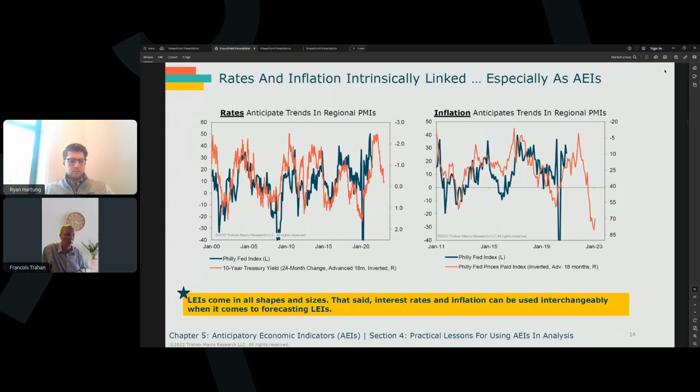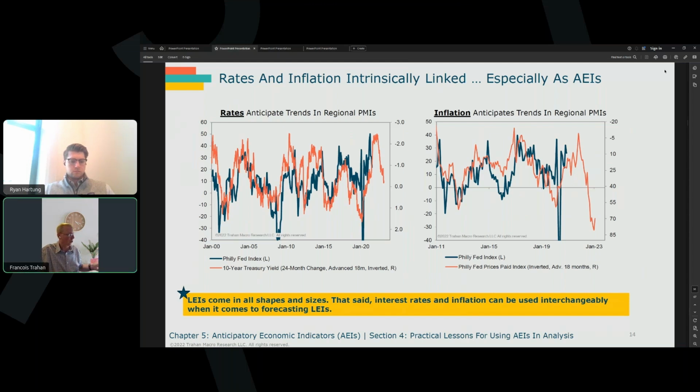So this is pretty cool because what we're doing here is we're using the prices paid series from the Philly Fed survey. We're inverting it, advancing it 18 months, and you see how it gives us a heads up on where the Philly Fed is going. So again, it goes back to my earlier comment that the very most important part of the PMI release is the early stages of the supply chain when it comes to inflation. They refer to it as prices paid.